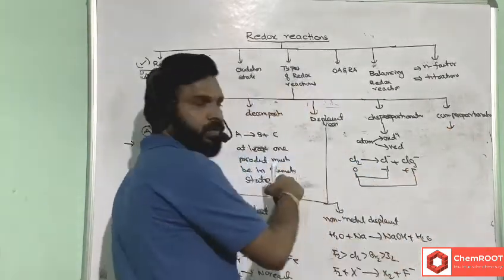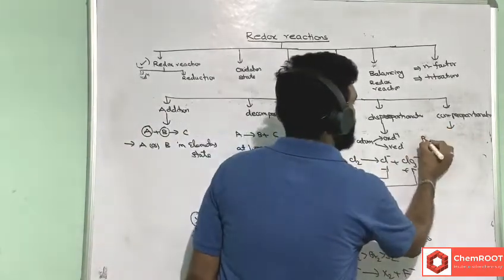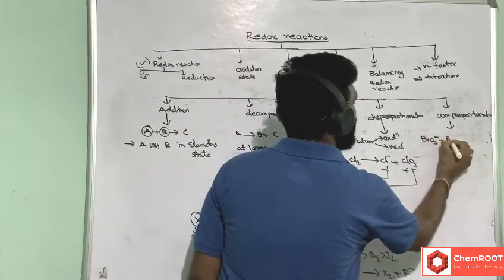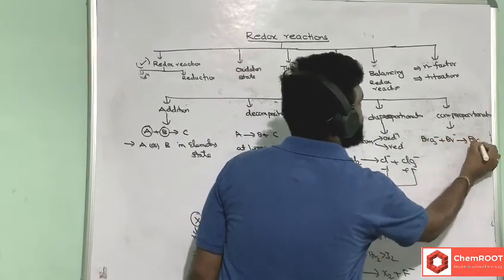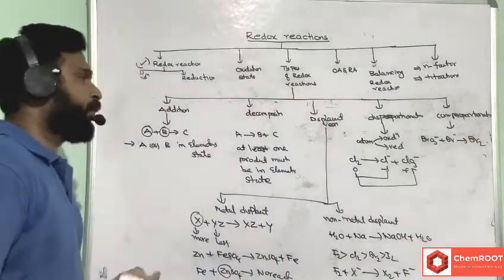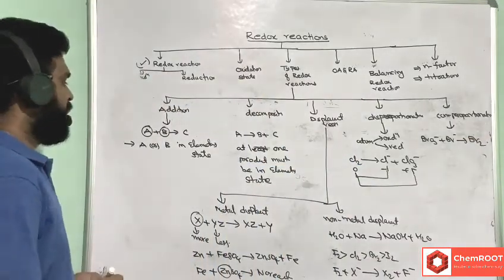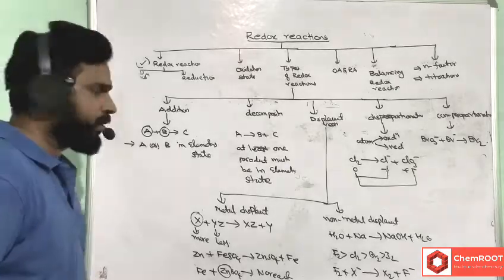Comproportionation is opposite to a disproportionation reaction, like BrO3 minus plus Br minus giving rise to Br2. This reaction comes under comproportionation reaction. So briefly, these are the types of redox reactions.